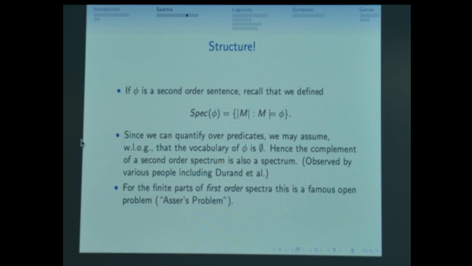Now, there's this question at the back about the complexity of the set of cardinal numbers. How do you think about it? Okay, here's some structure for you. As it turns out, because you can quantify over predicates in second order logic, the complement of the second order spectrum is again a second order spectrum. This was observed by various people.